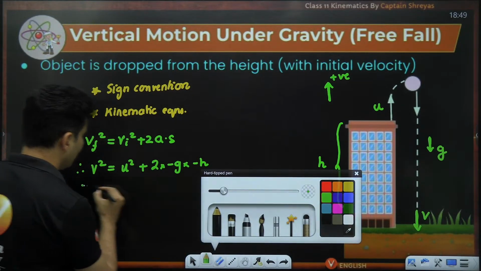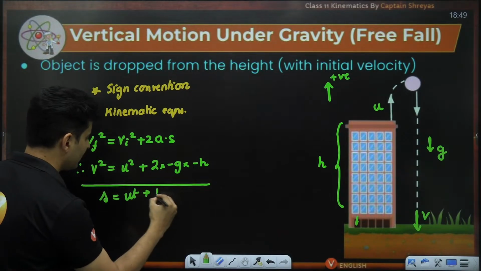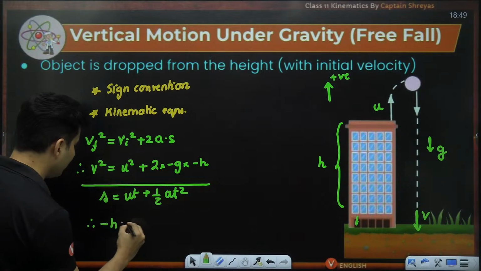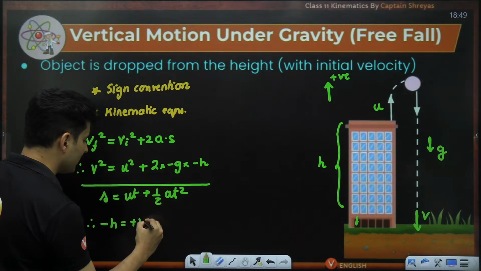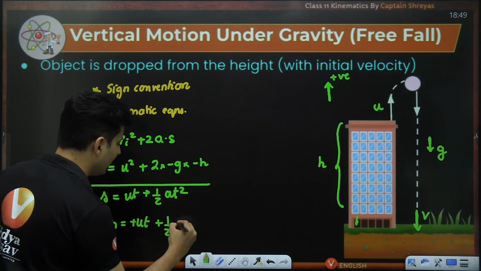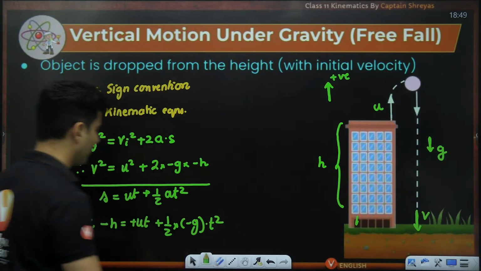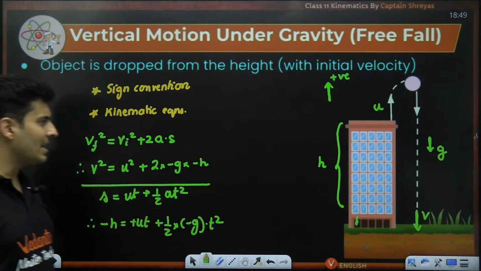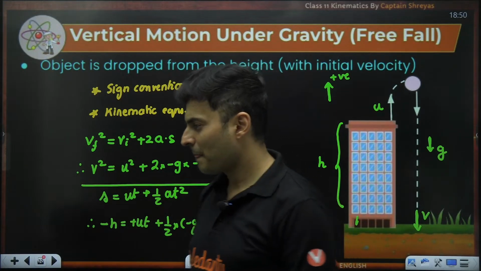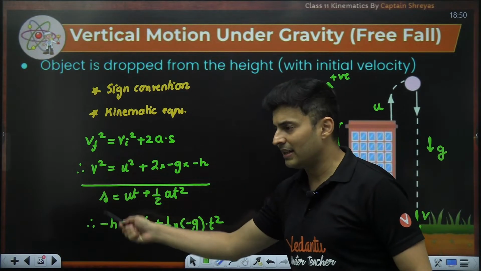Similarly, if I use s is ut plus half at square, displacement is again negative. Initial velocity is positive. So it will be plus ut plus half into acceleration, being negative g, into t square. So that's how I can use the second kinematic equation as per the given situation. Lovely. Got it? Did you understand why s is minus h?